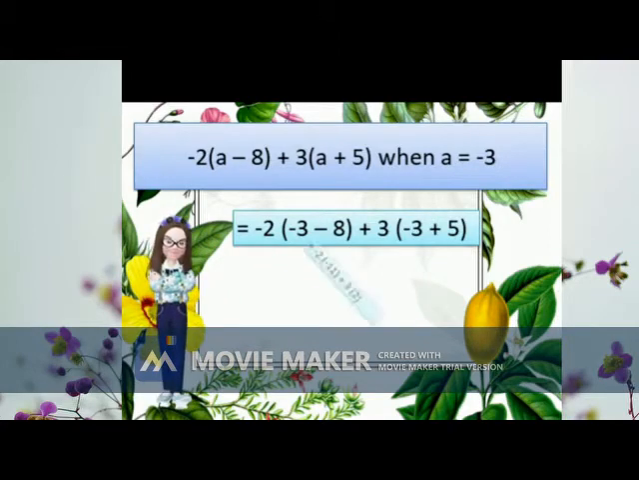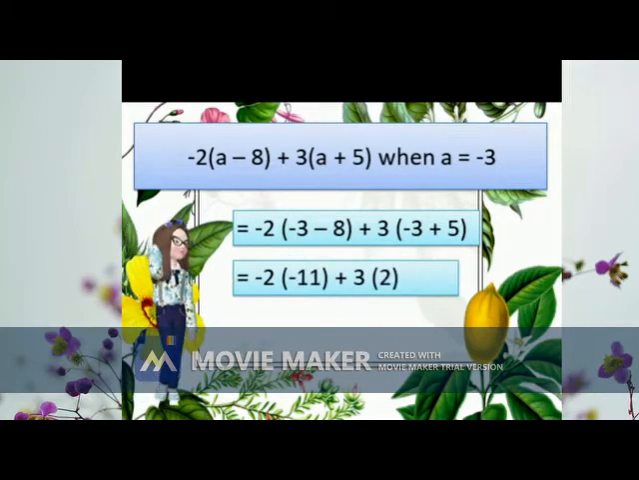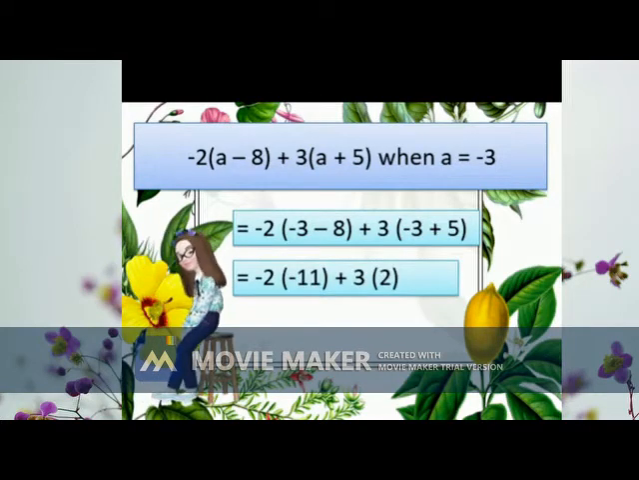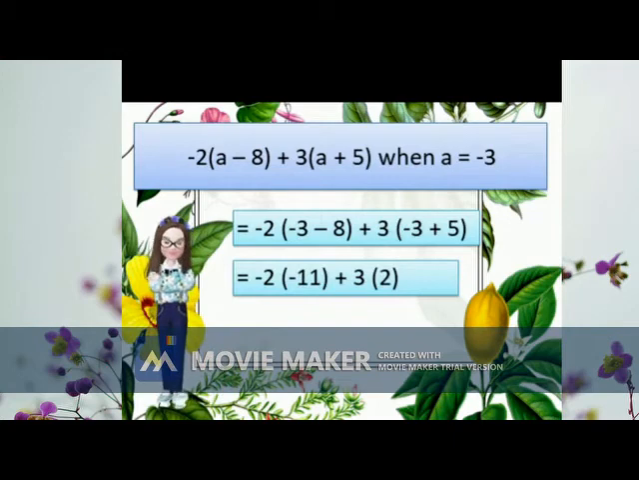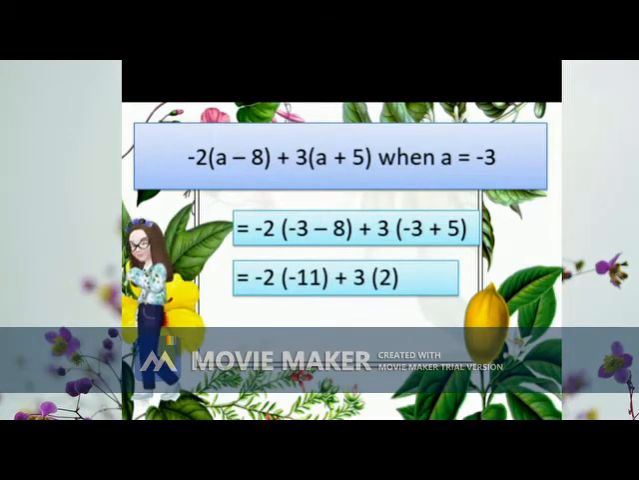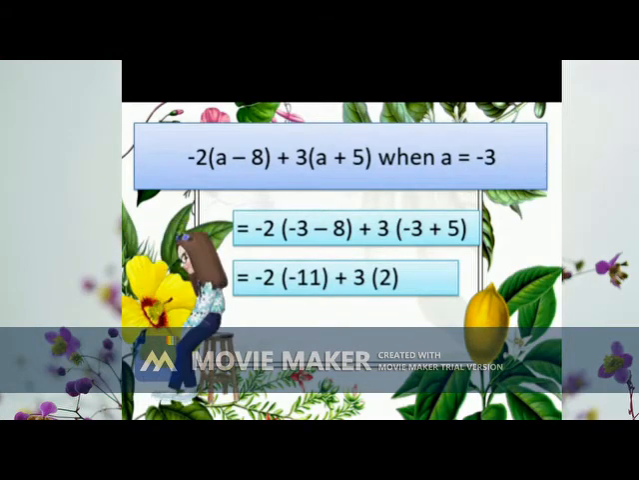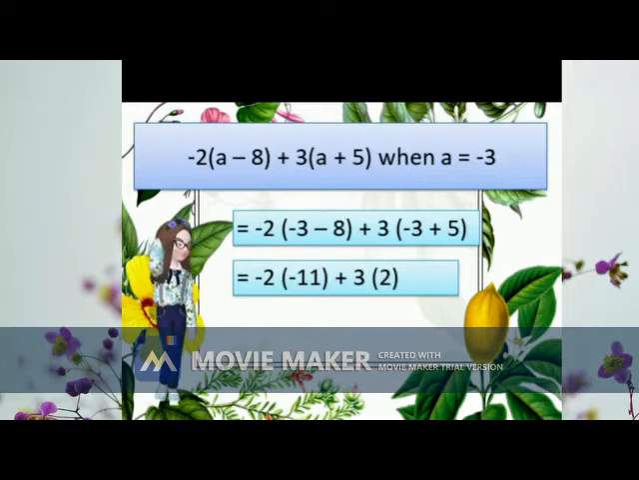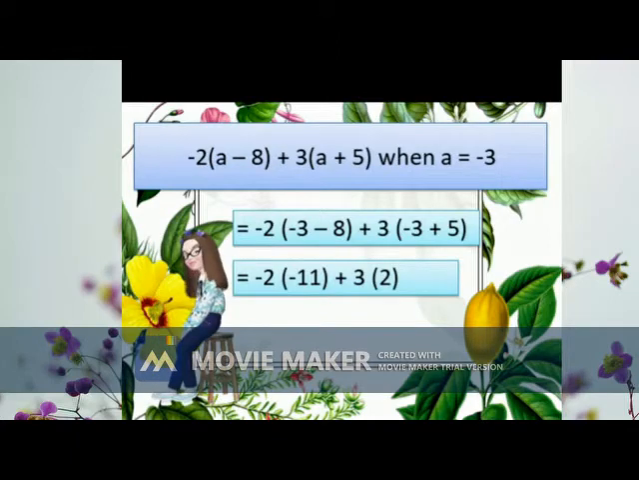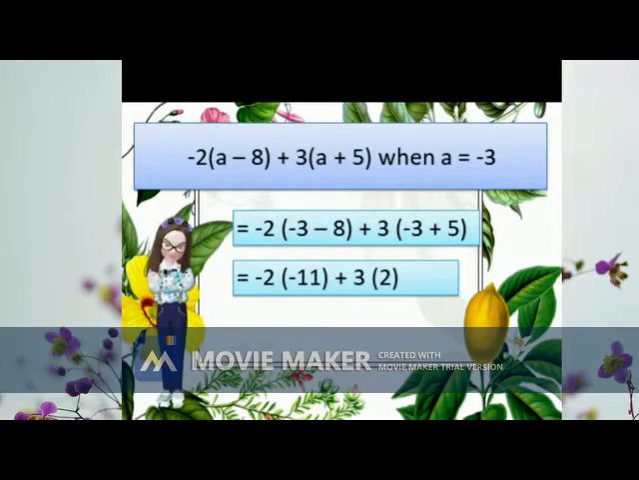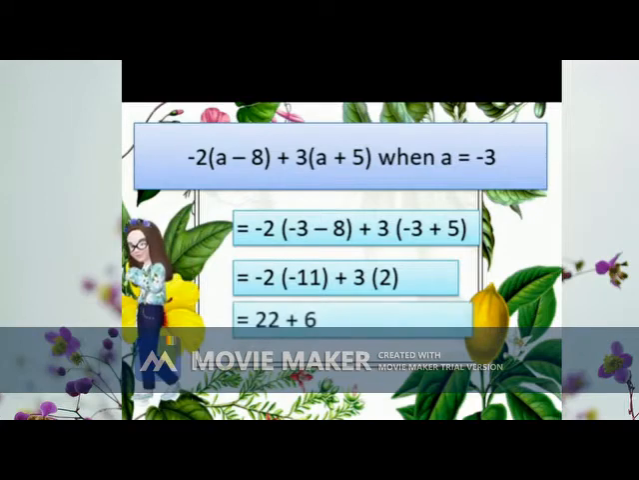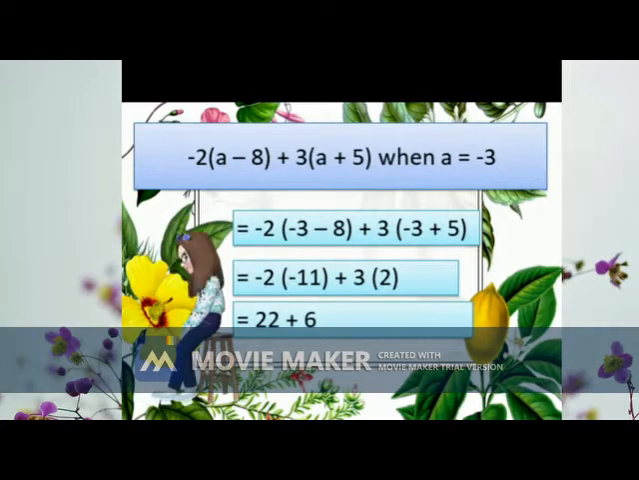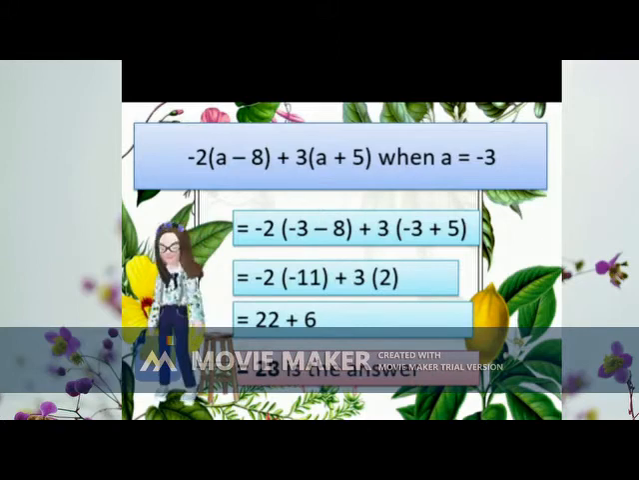And this is the next step. Now that you computed those in the parentheses, we will now multiply them by the numbers outside. So you will have negative 2 times negative 11 plus 3 times 2. And negative 2 times negative 11 will give you 22. And 3 times 2 will give you 6. So you will now have the statement 22 plus 6. So your final answer will be 28.